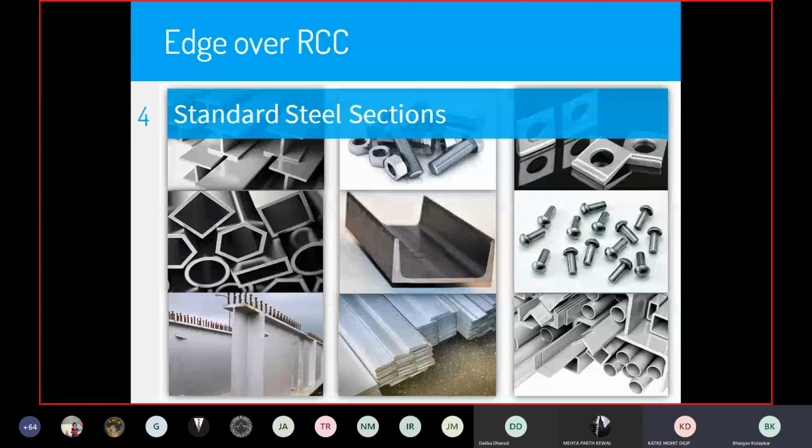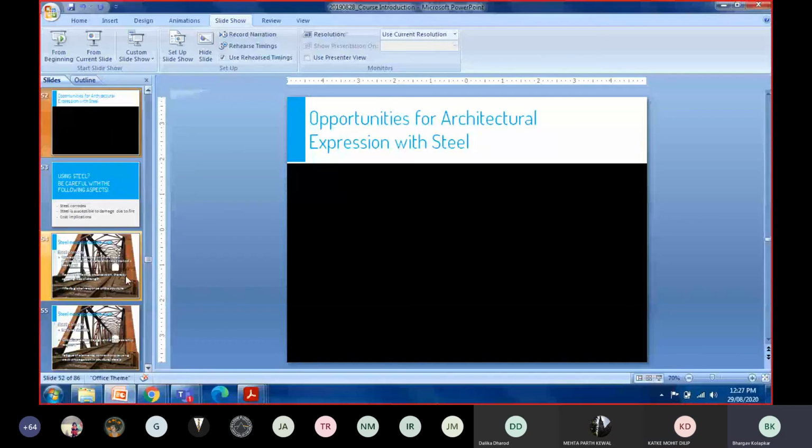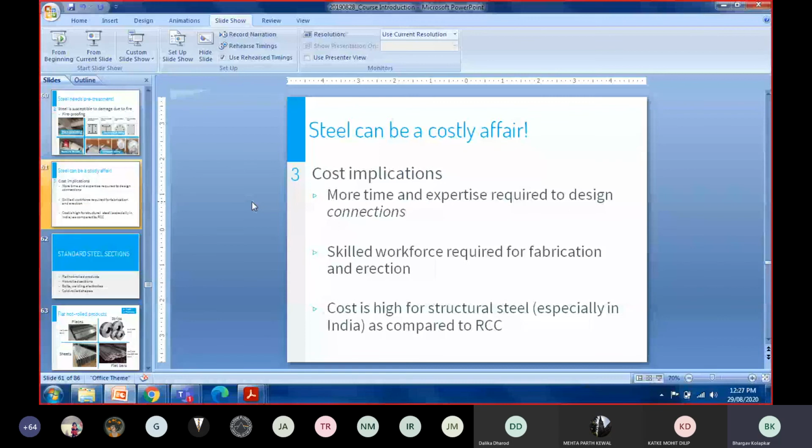So we had a lecture with Jimmy who told us that steel is really expensive to work with. Like it's insanely expensive compared to RCC or bricks or anything. Yes, he's right when he says that. And that is the reason why it is still used on a very small scale in our country.